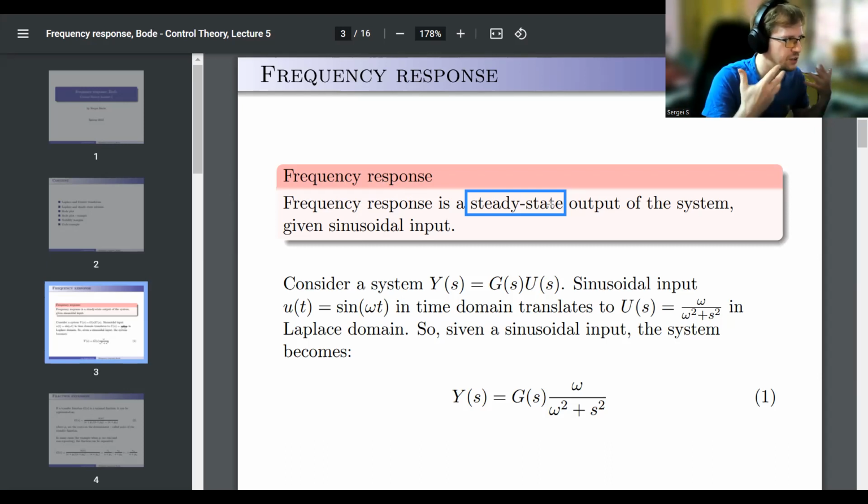Right. So the response is a steady state output. So output that comes after all the transient processes are over, for the system given sinusoidal input. So with stability, we discussed just the behavior of the system relative to the initial conditions. Here, when we were talking about inputs in stability, we were either saying there's nothing to say, right?